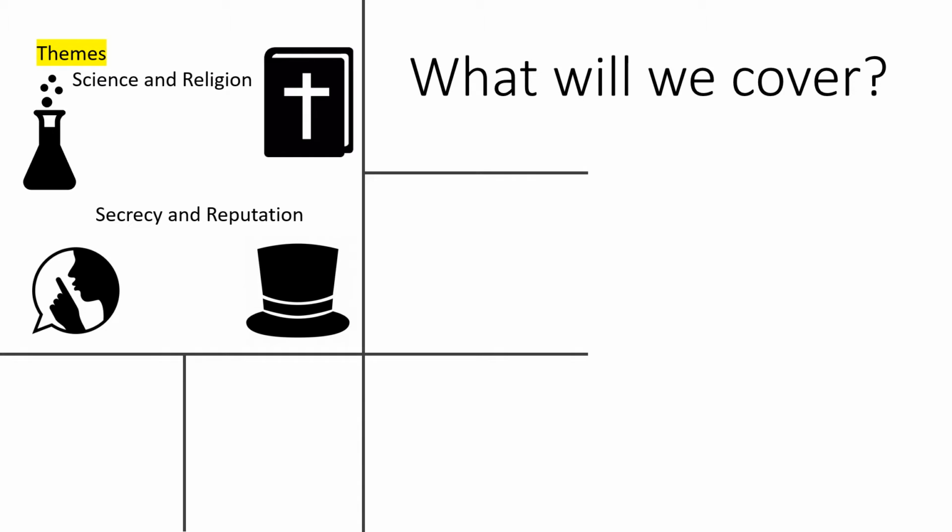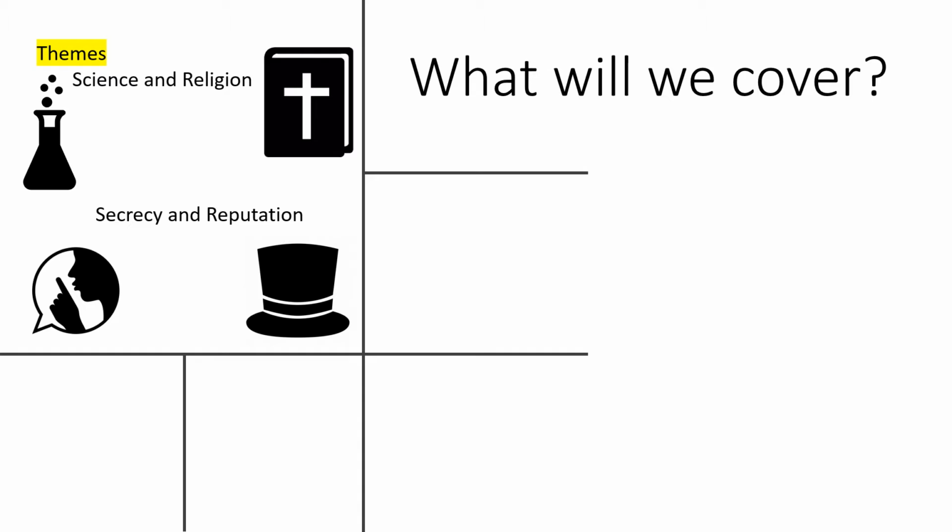These are the overarching ideas or concepts that are not explicitly referred to in the book but are in the book. So there's this conflict between science and religion, and this idea that if you've got a decent reputation, you want to try and uphold that reputation, so you're going to keep lots of secrets. These are the sort of things that go together.